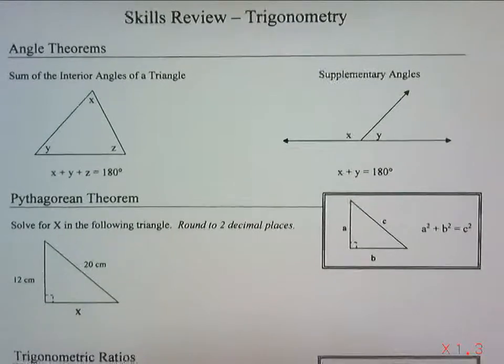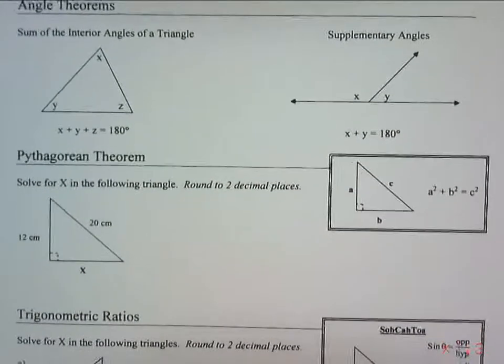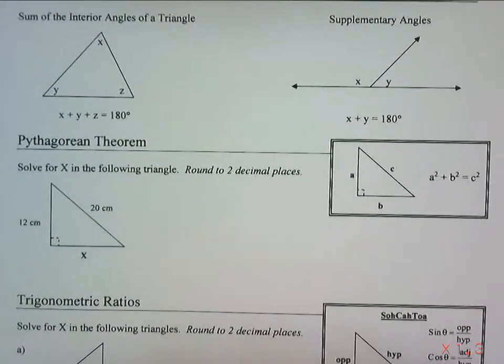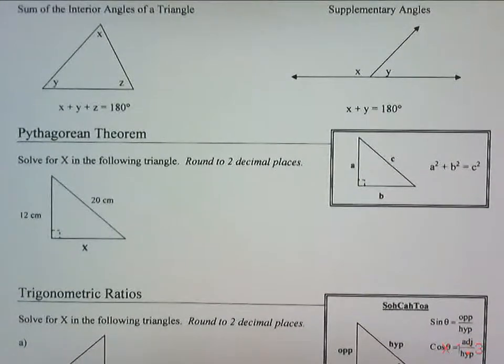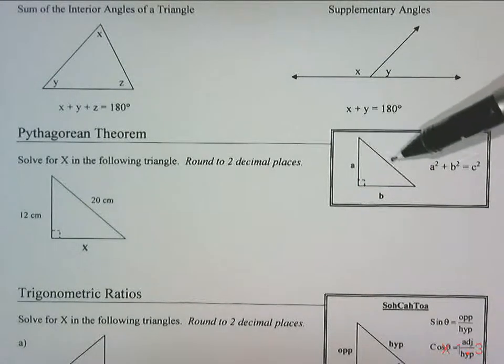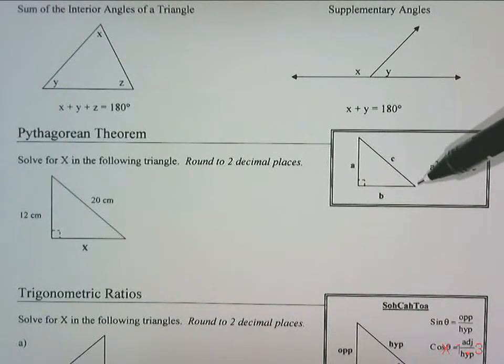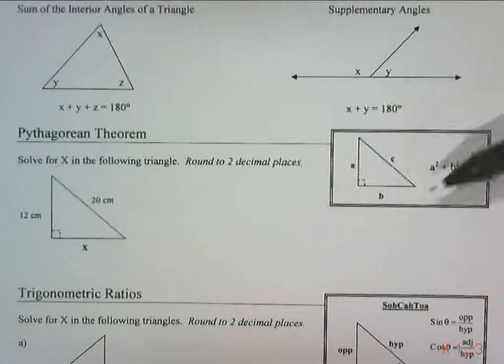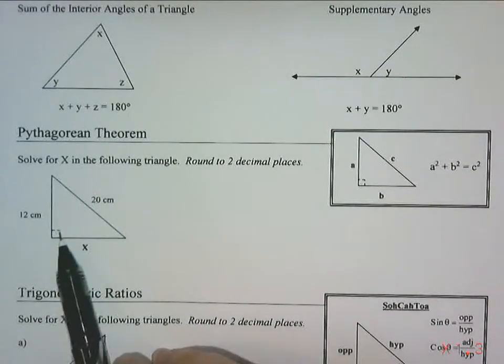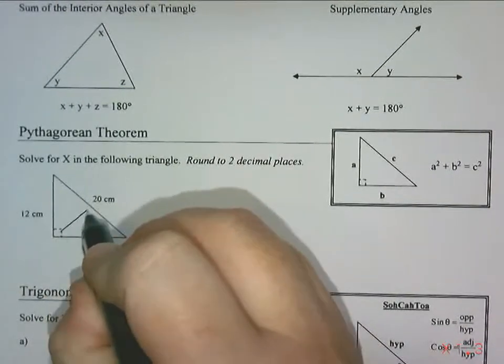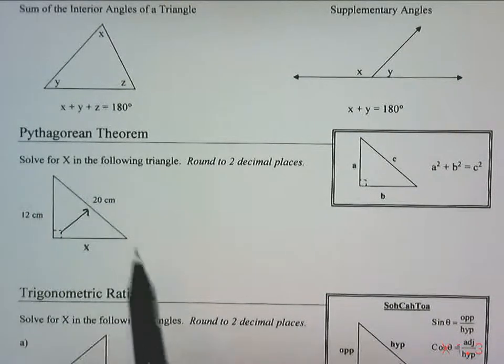Pythagorean theorem is a good way to solve for missing sides in a right angle triangle. And the formula is a squared plus b squared equals c squared, where c is always the hypotenuse, which is the longest side in your right angle triangle. So when you're doing a question with the Pythagorean theorem, the first thing you want to do is find your hypotenuse. So the hypotenuse should always be located across from the 90-degree angle, and it should be the longest side.